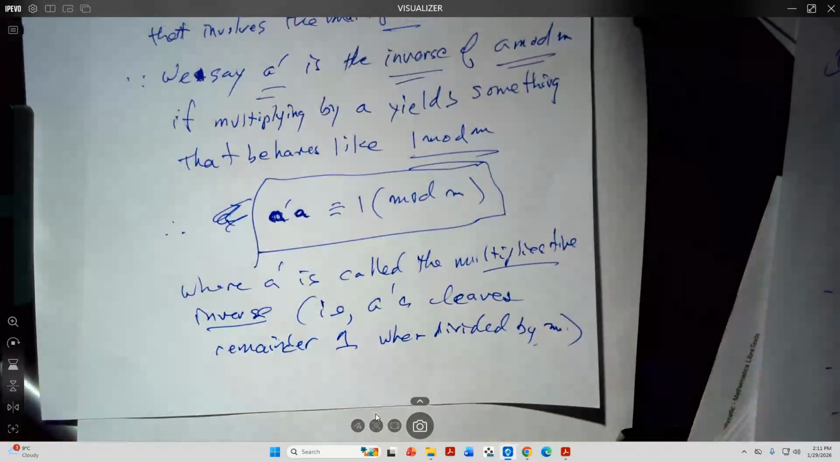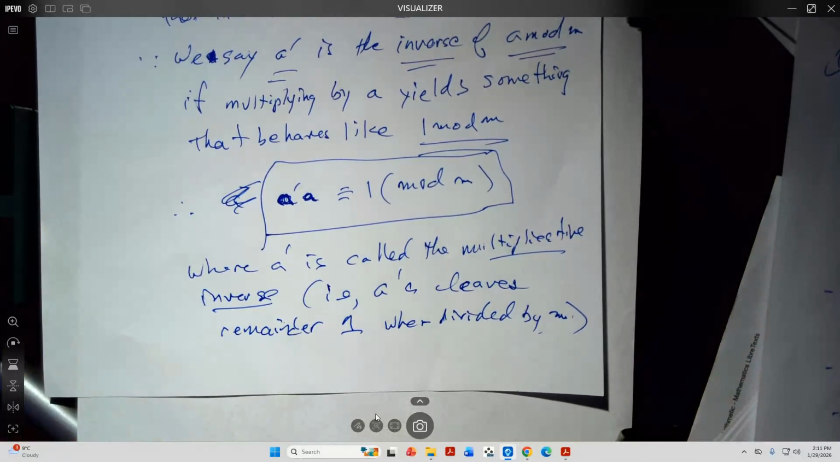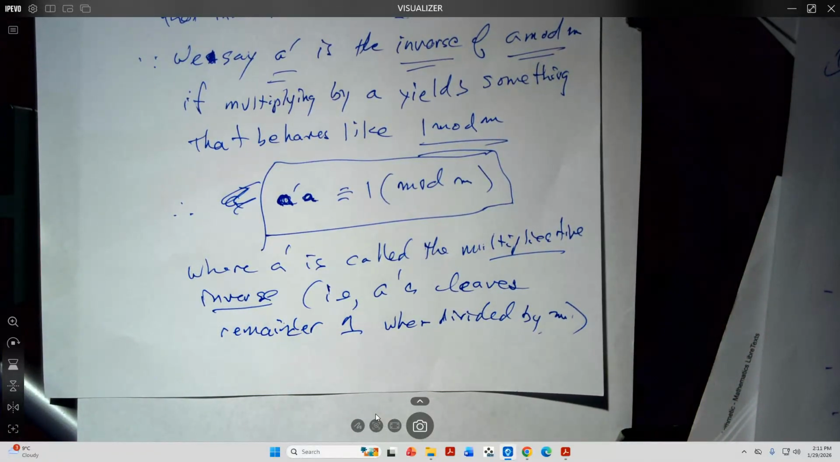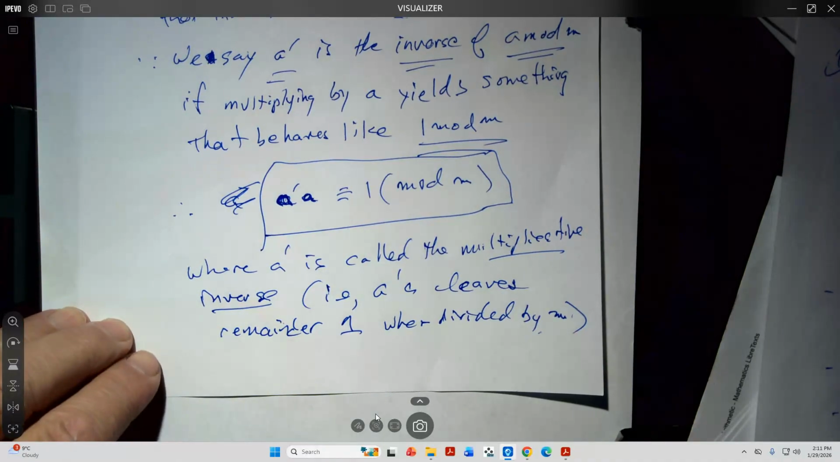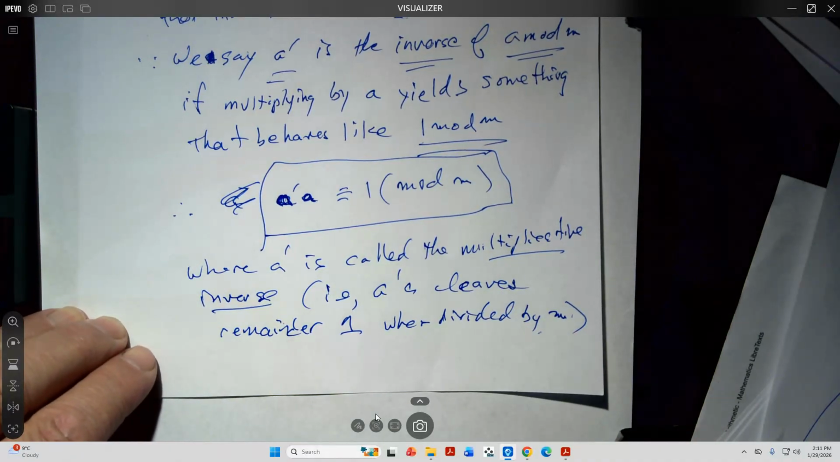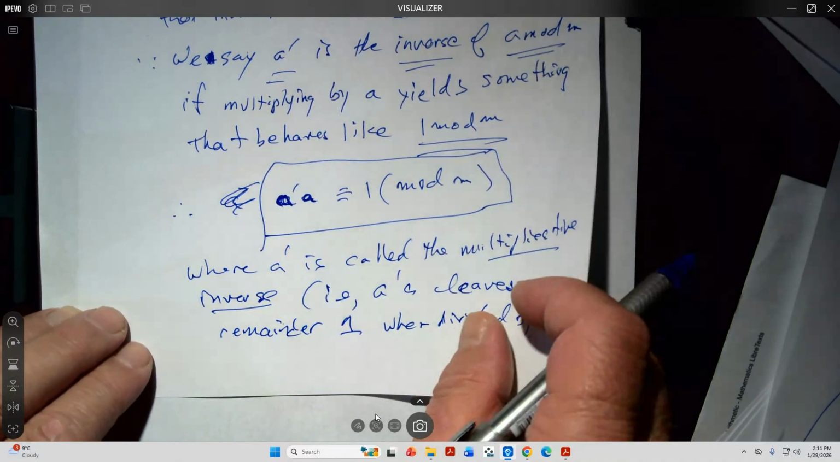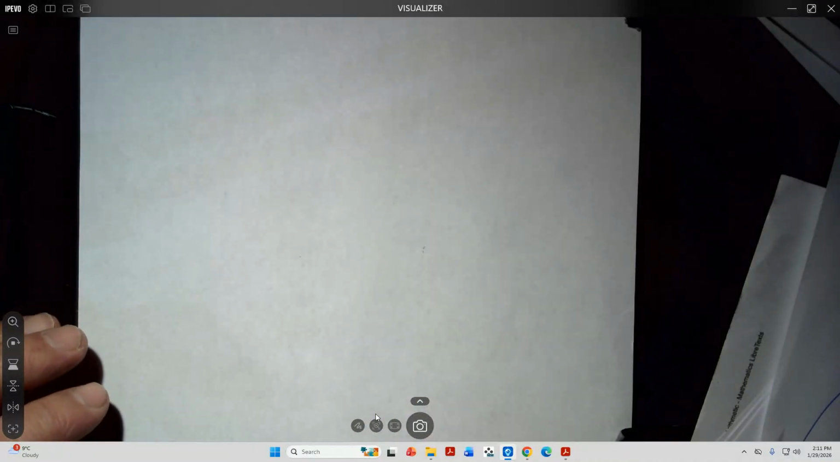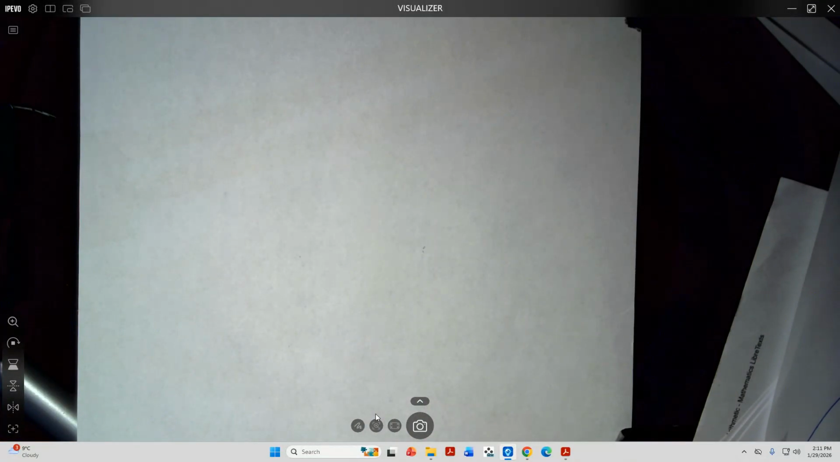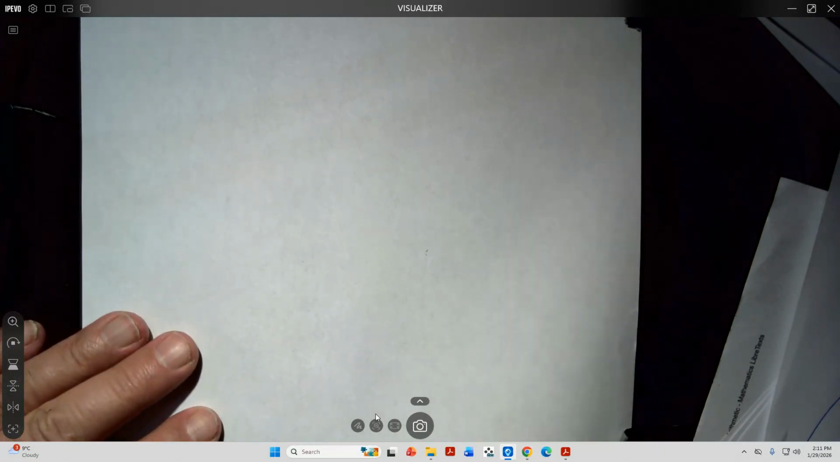So I think that gives you a heads up on this. So let's talk now more about why it acts like an inverse.